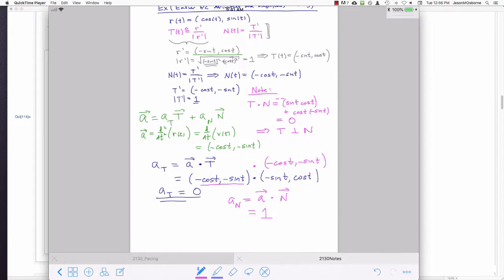So what does that say? That says that our acceleration vector is 0 times the tangent vector. The acceleration points none in the tangent direction, but it points 1 step in the normal vector direction. So we can see why that's happening if we look at our example here on the computer.